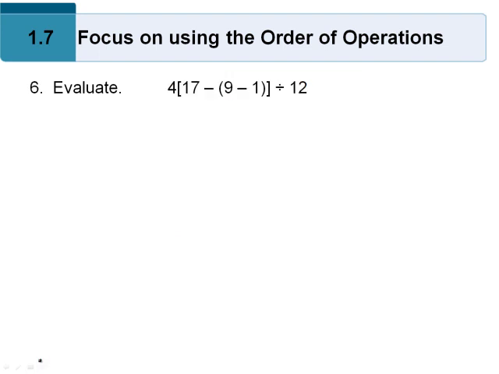All right, I think we have one more and then you're off on your own for your U-tries. Okay, so here we have 4 and brackets 17 minus parentheses 9 minus 1, and then all of that divided by 12. So once again, we need to start in the parentheses because that's your innermost grouping symbol. So we're going to bring down the 4 and the 17 and the minus sign.